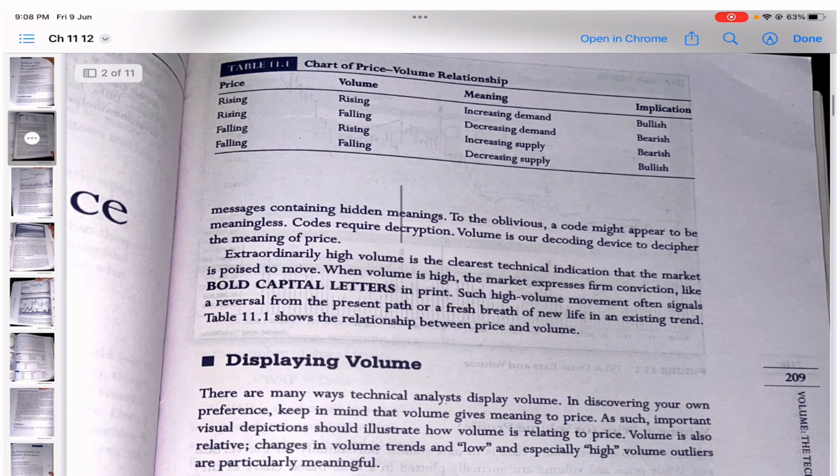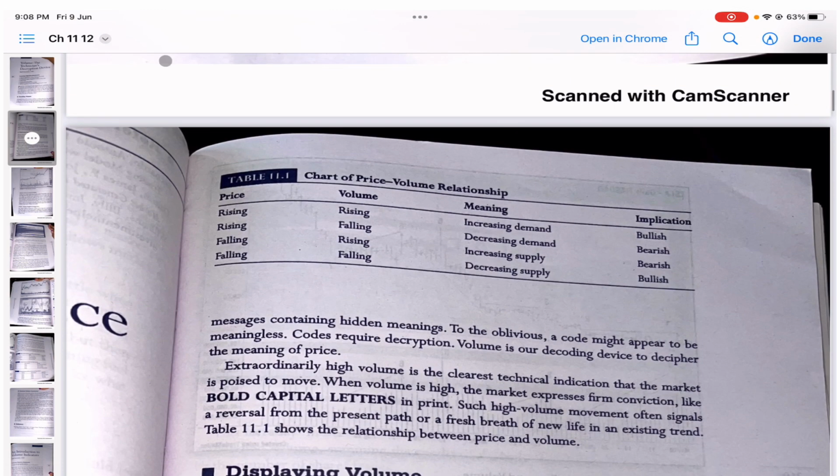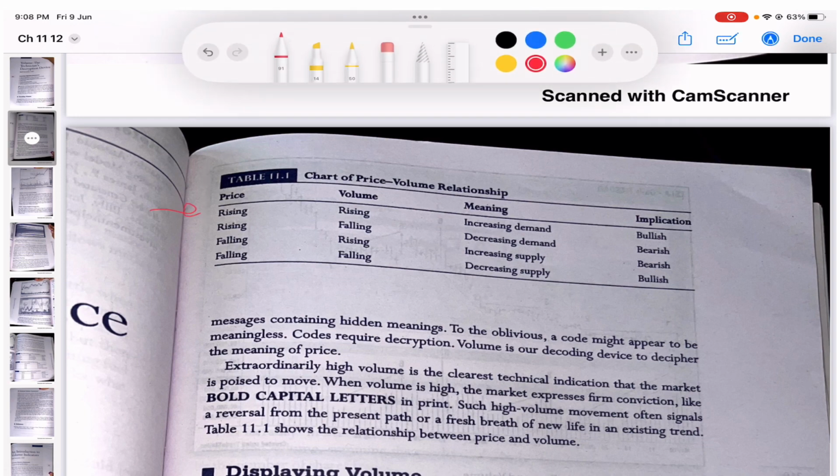Codes are messages containing hidden meanings. Now let's look at this chart over here. Look at this. The price is rising, the price is increasing, and the volume is also rising. What does that mean? That the buyers are in high volume and the price is also rising. That means the demand is increasing. Since the volume is also in favor of the rising price, the implication is a bullish market. Very simple.